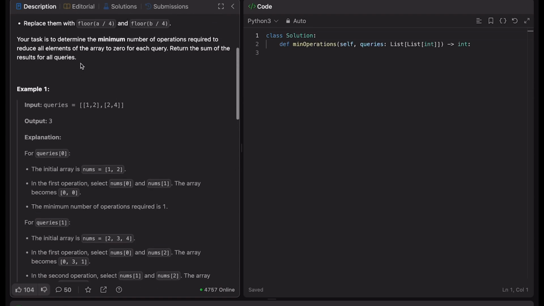So what do we have to do? Our task is to determine the minimum number of operations required to reduce all elements of the array to 0 for each query. Return the sum of the results for all the queries.